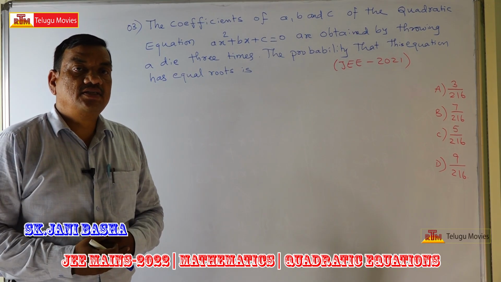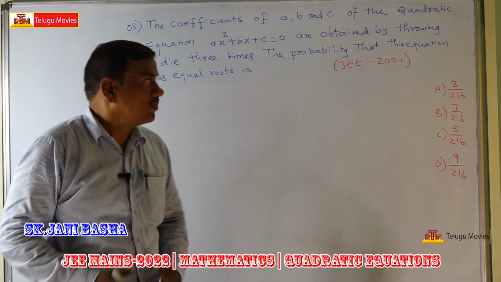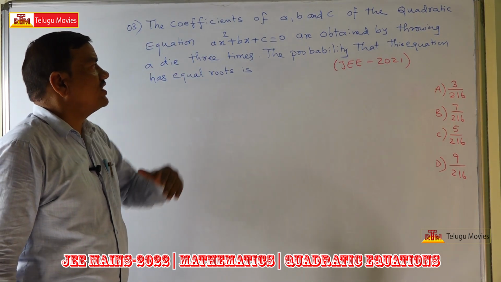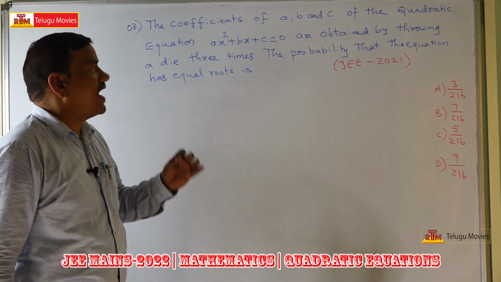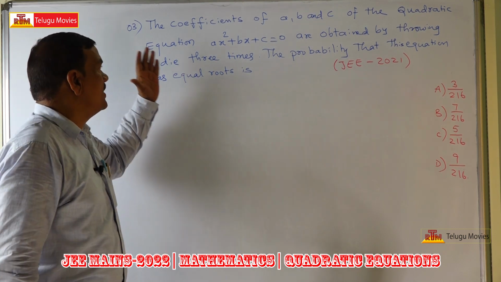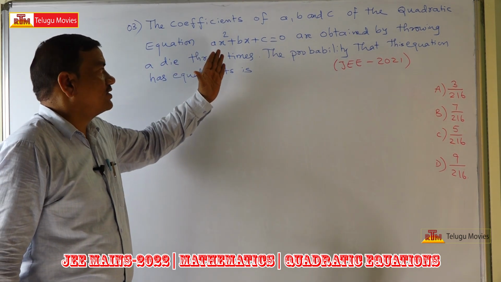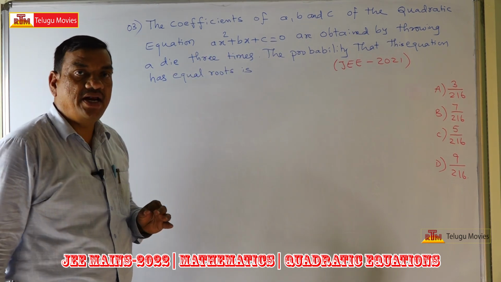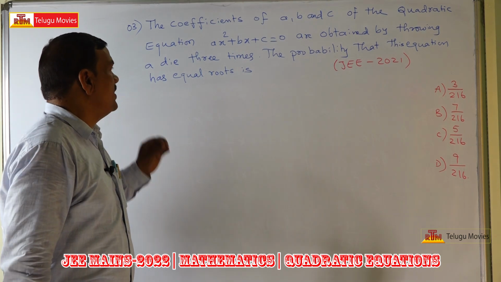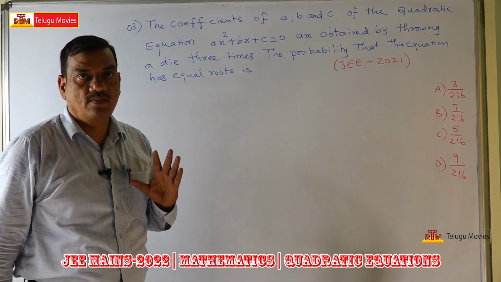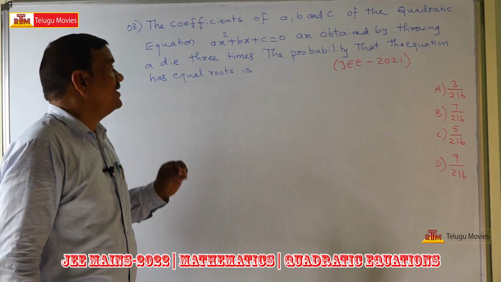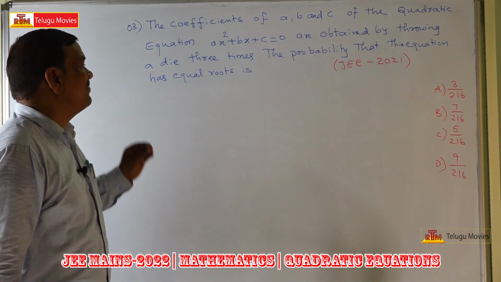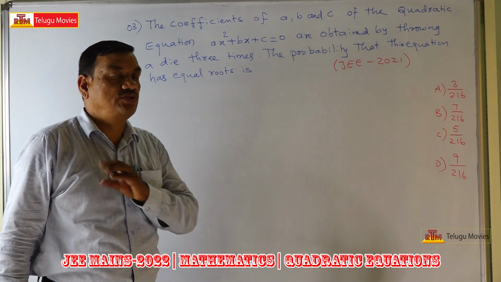So dear students, welcome to the third problem. The third problem is: the coefficients a, b and c of the quadratic equation ax square plus bx plus c is equal to 0 are obtained by throwing a die 3 times. The probability that this equation has equal roots is.